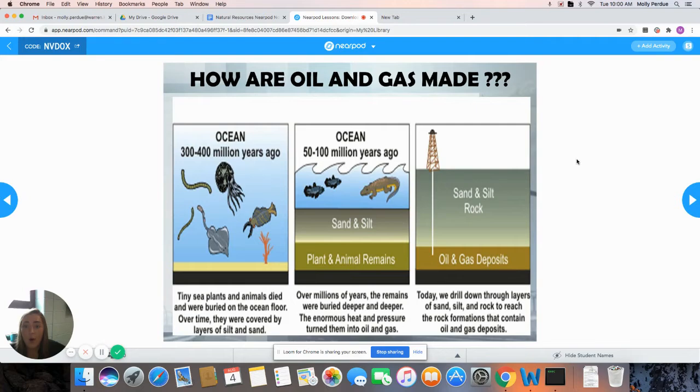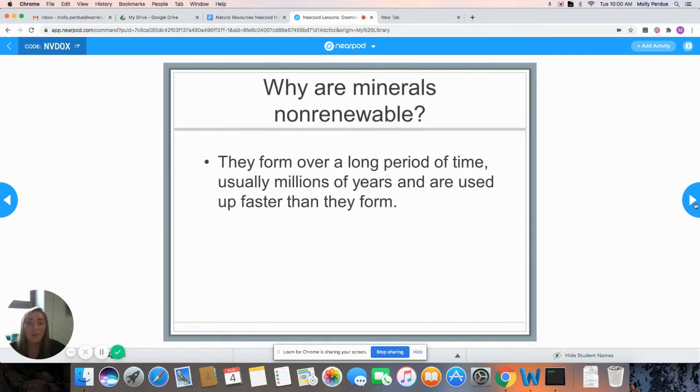So I use up a full tank of gas in a week, where it took 300 to 400 million years to form, right? So that's why we're looking at gas as a non-renewable resource, because it takes millions of years to form and a very quick amount of time to use up.